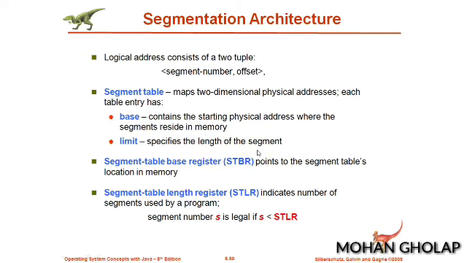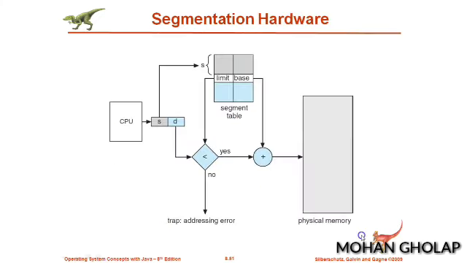length of the segment. Along with this, we have two more data structures: the segment table base register, STBR, which points to the segment table's location in memory, and the segment table length register, STLR, which indicates the number of segments used by a program. And a segment number S is legal if S is less than the segment table length register.